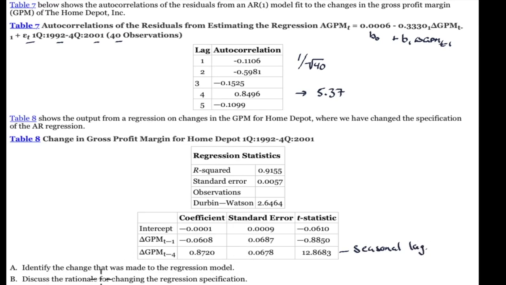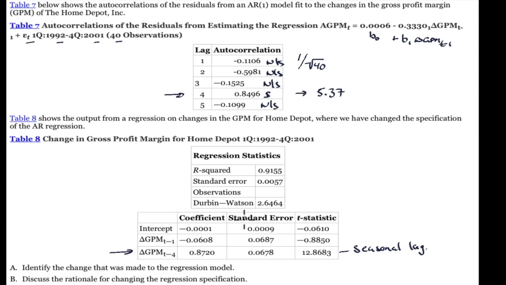The next question says, discuss the rationale for changing the regression specification. The rationale for doing that is this. If you check each one of these, you'll find not significant, not significant, not significant, significant, and not significant. So being that you only have one, and it is at a seasonal lag, or at least a theoretical seasonal lag, fourth quarter for Home Depot. Okay, well, maybe Christmas, power tools, things like that, right?